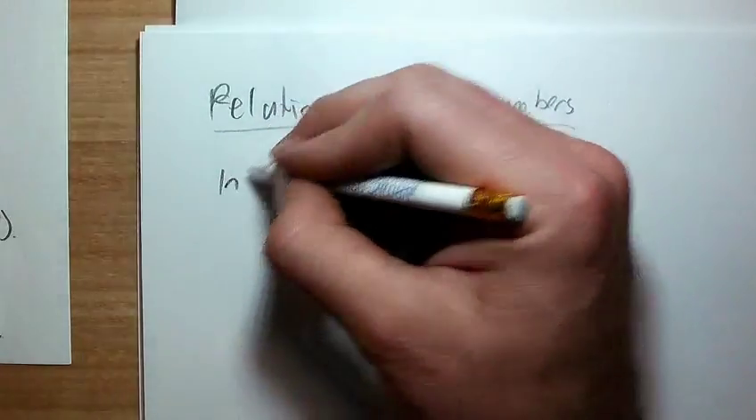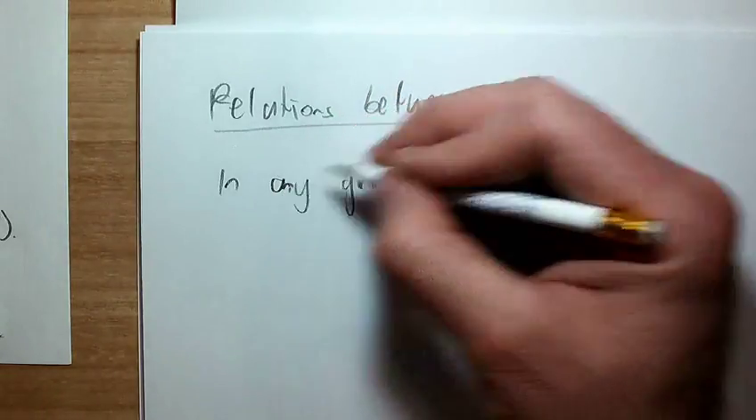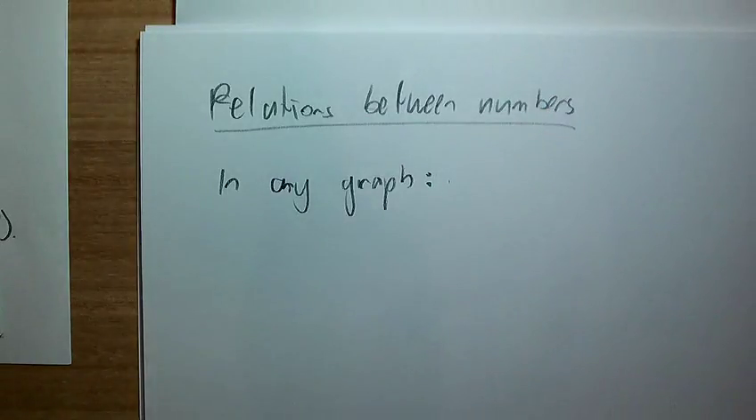Okay, so in any graph, we know that if you add up all the degrees, you're going to get the same answer as just twice the number of edges.